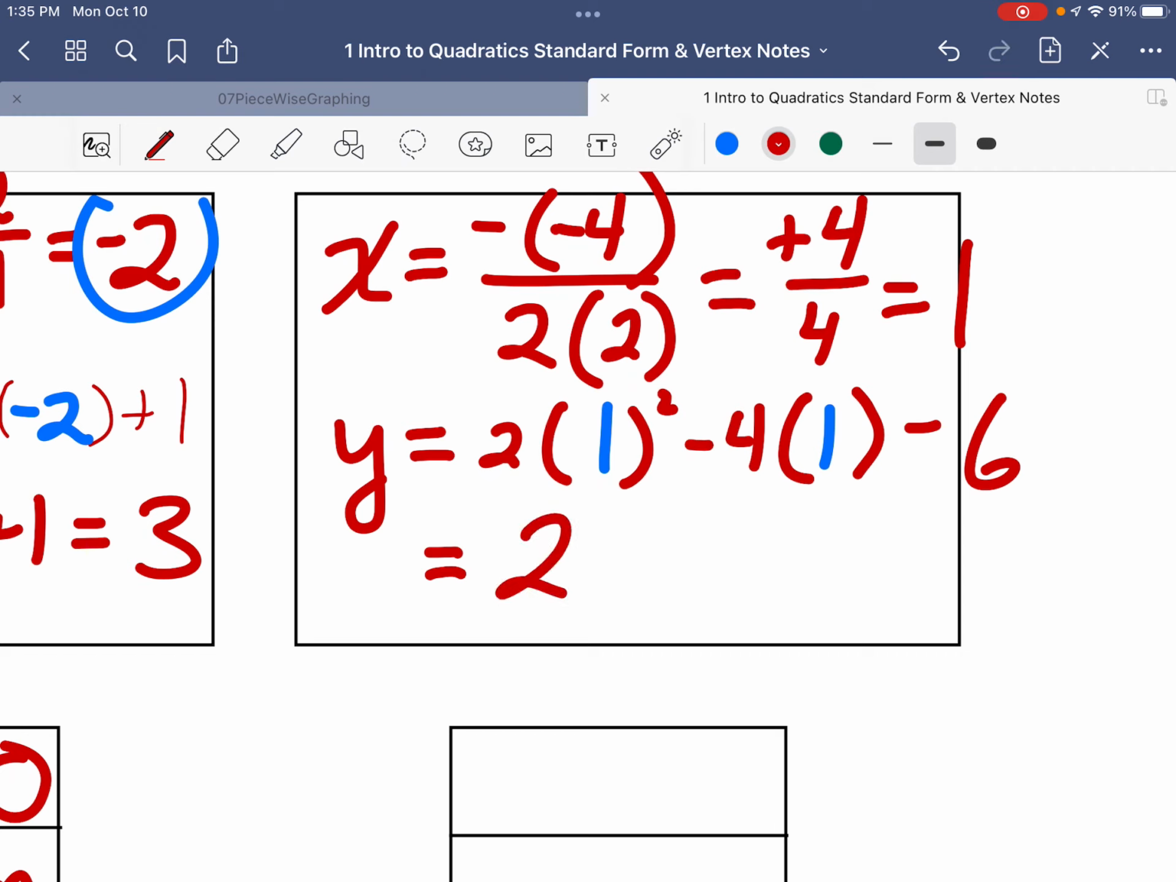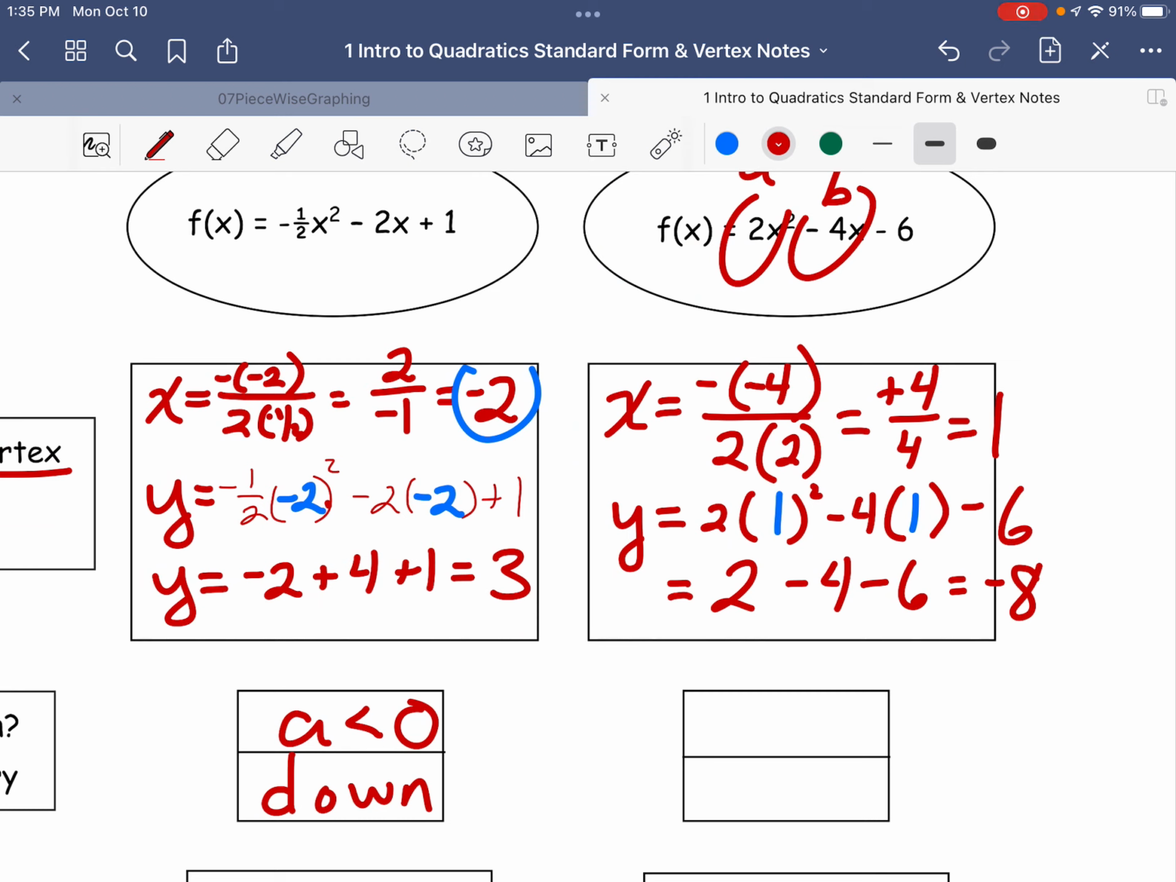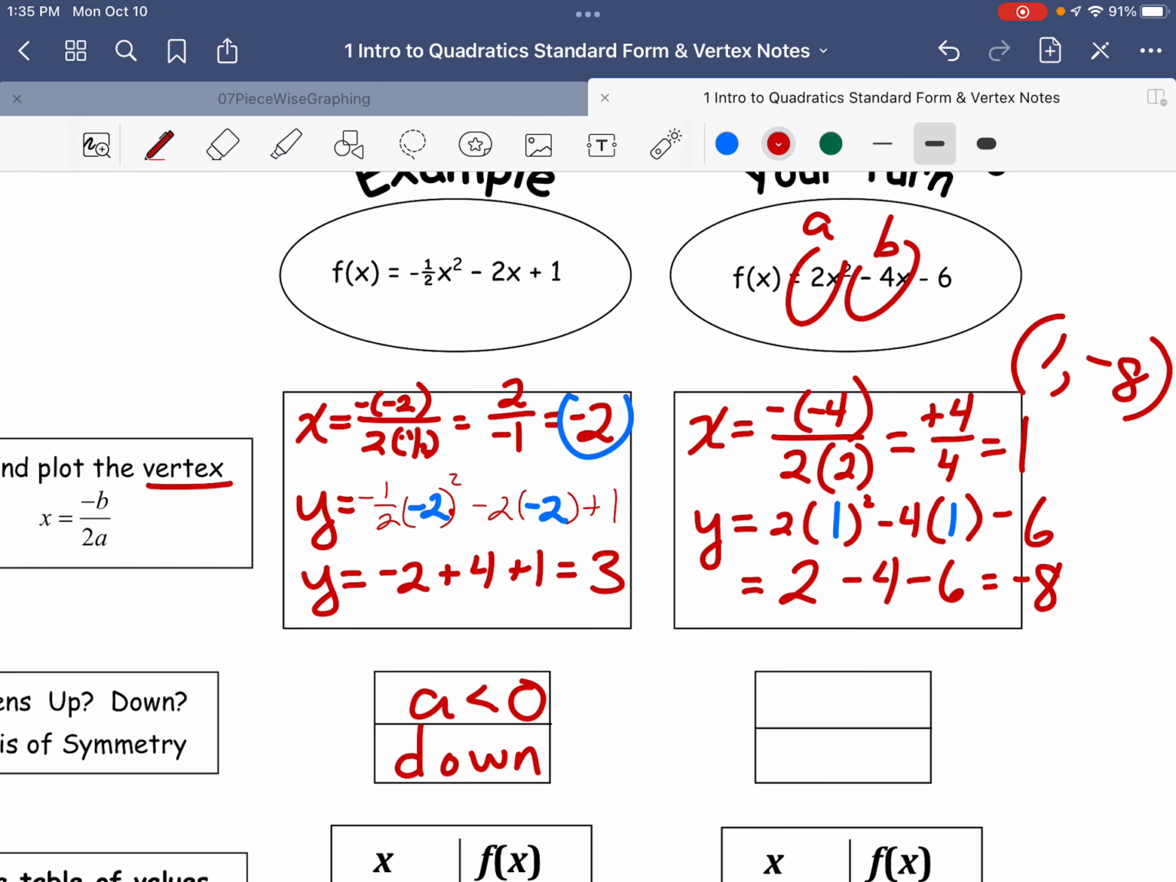Order of operations, you're going to square the number 1. That's still 1 times 2 is 2, minus 4 minus 6. If you do that math carefully, you end up with negative 8. Now remember, we were coming up with a point, and so if we put these two numbers together, 1, negative 8, that ends up being my vertex.